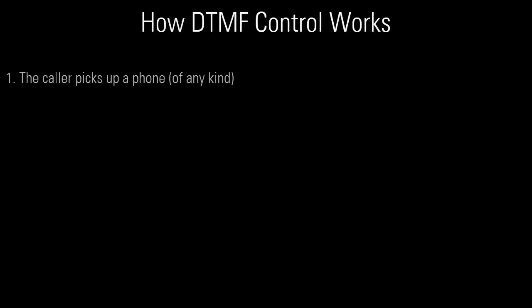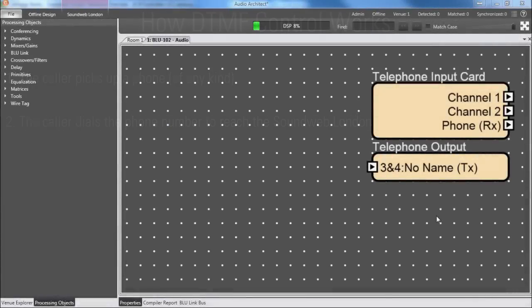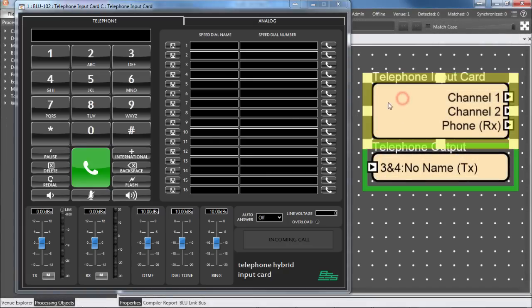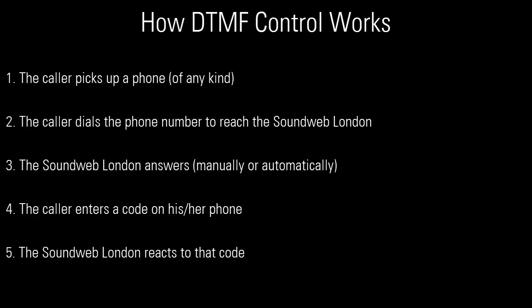Someone could be in the same building or even on the other side of planet Earth, and he or she could pick up a landline, cell phone, or soft phone, dial the number of the analog phone line to which the Soundweb London is connected, and when the Soundweb London answers the call, either manually through a human operator or automatically through the auto answer feature, the caller can then use the 12 phone buttons to control the Soundweb London system.